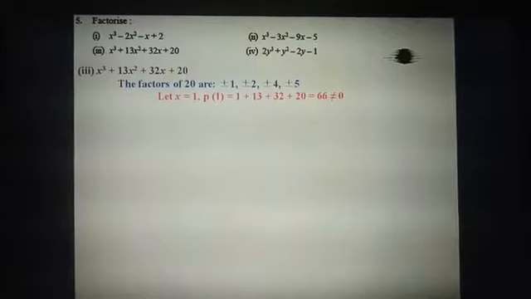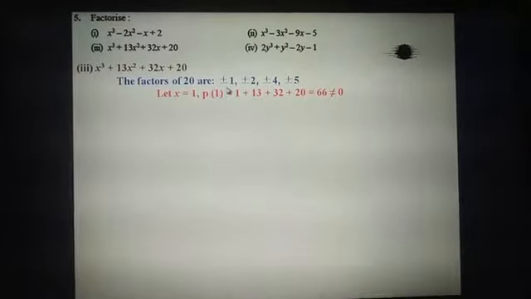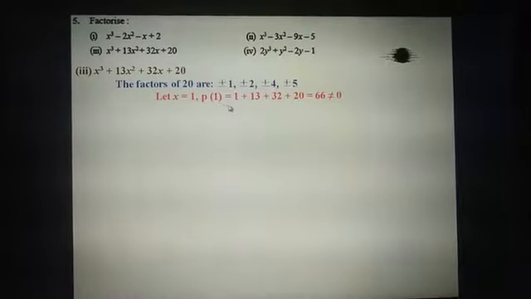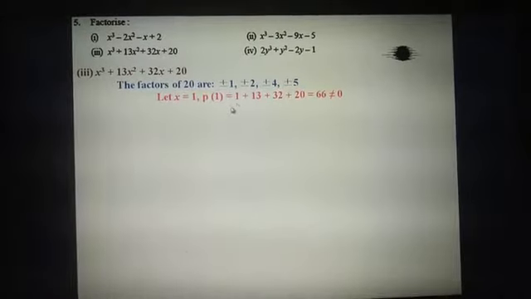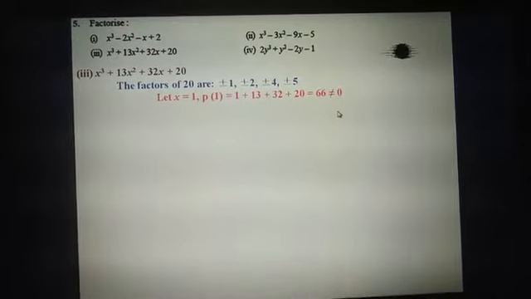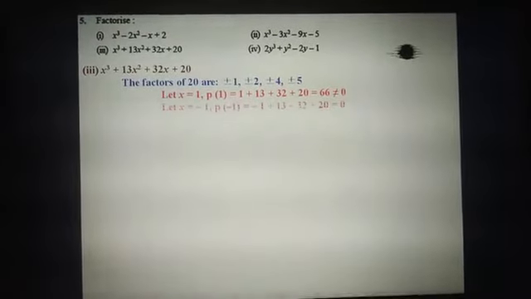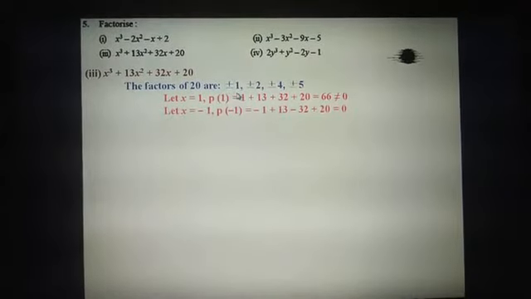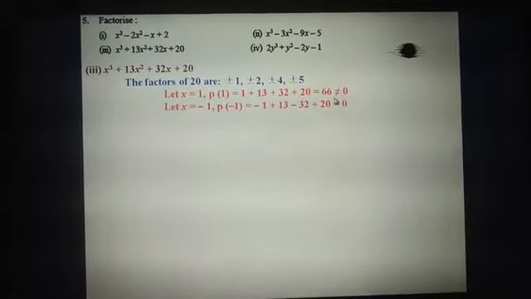Now let x equal to 1. So here plus or minus 1 is there, no? So first you should take plus 1. So x equal to 1. So p of 1 is equal to, substitute this x value in the given polynomial. So 1 plus 13 plus 32 plus 20, which is equal to 66. 66 is not equal to 0.